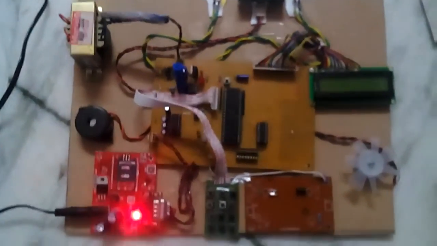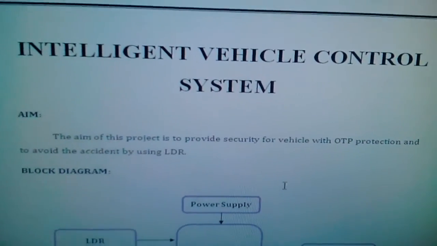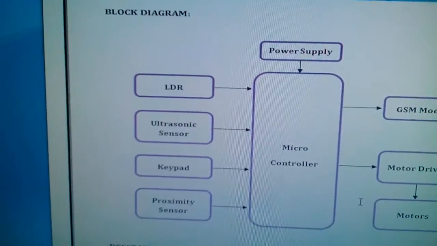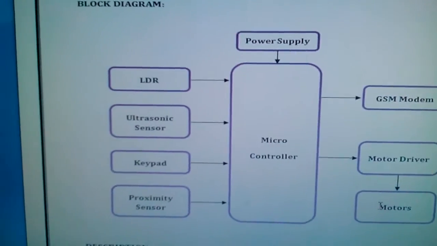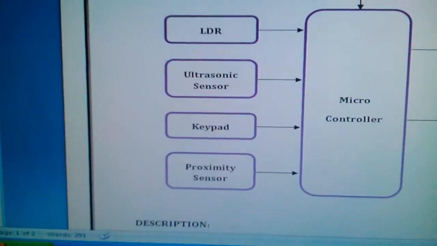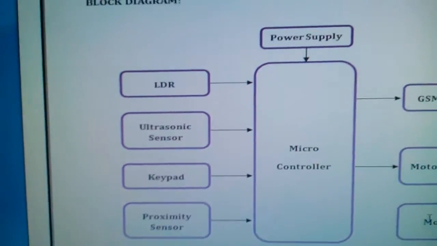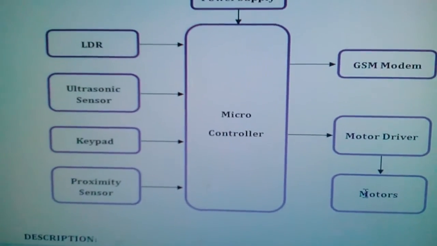The project title is Intelligent Vehicle Control System. In this project, we are using an 8089SY2 microcontroller, and we used sensors: LDR, ultrasonic, a 4x3 keypad, and a proximity sensor. We also used a GSM modem and one L293D driver IC.